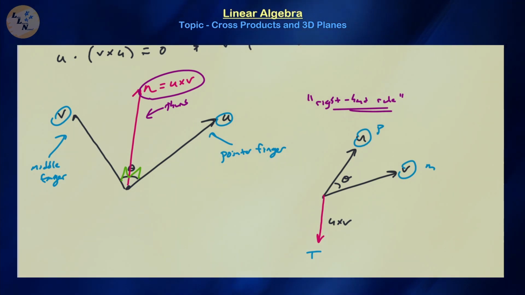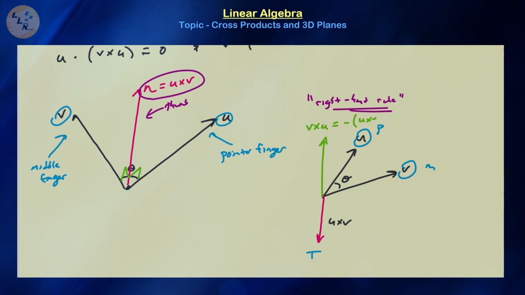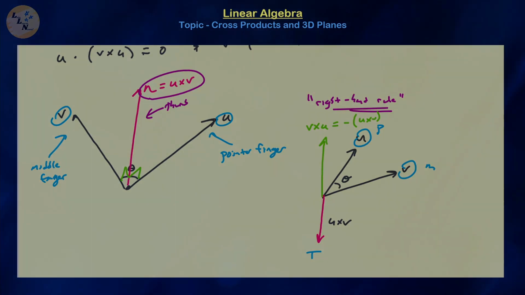If you want a vector in the opposite direction, in particular this vector, that's going to be v cross u, which as we already know is going to be the opposite direction of u cross v. Right? So that is what we call the right-hand rule in order to determine which direction your normal vector is going to have with respect to the two vectors that you were taking the cross product between.